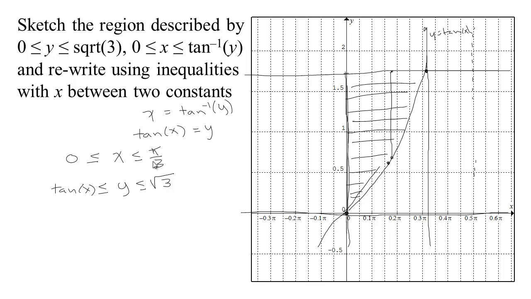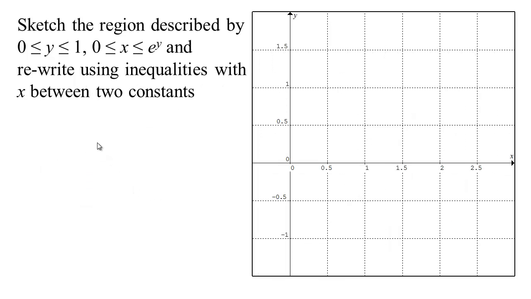So we have now our region written. It was given to us with y between two constants, and we've just drawn the sketch, and we're able to convert it so that it's a region with x between two constants and y between two functions of x. There's another region. I'm going to sketch the region described by y between two constants.